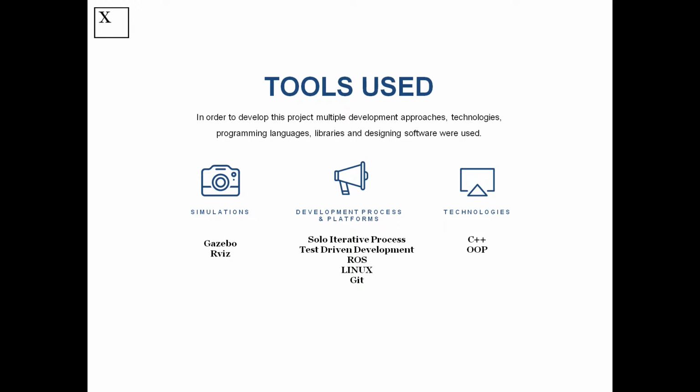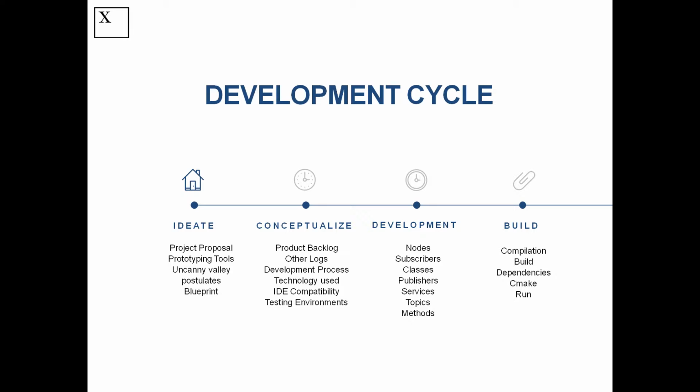Now, the tools I used: for the simulators, Gazebo and RViz, and the development process I chose was a solo iterative process along with test-driven development. I'm using ROS on Linux and using Git, and the language I'm using is C++ with completely OOP concepts. Now, for the development cycle of the project, first of all, I ideated the project.